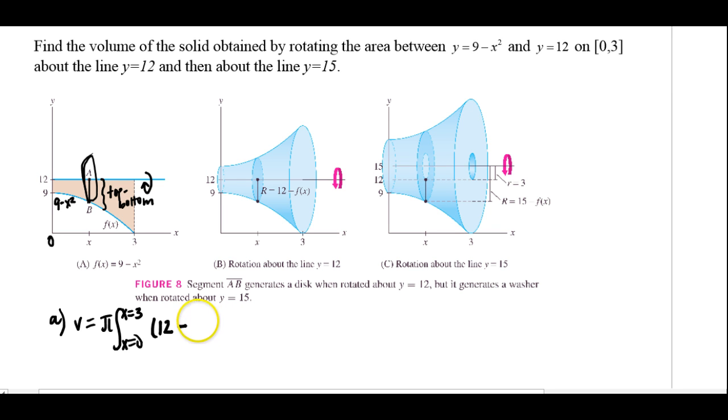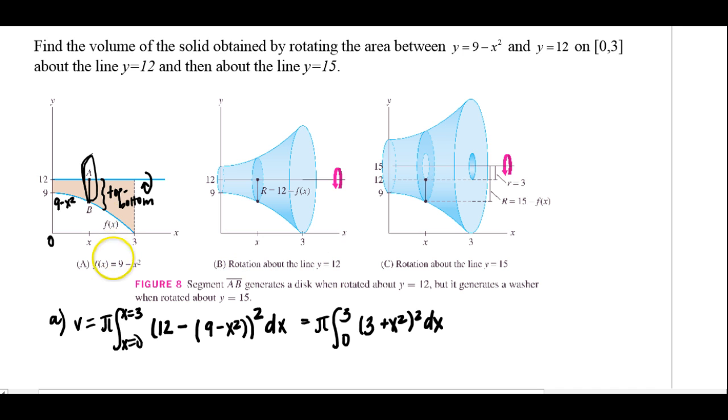So here's where we want to be really careful. It's 12 minus the quantity, 9 minus x squared, squared. So a lot of this, again, boils down to the setup, and the answer, the integrand, would not be correct if there were not parentheses here, because this negative would distribute. So I would need to distribute the negative to both, so I'd have 12 minus 9, so that would give me 3, and then plus x squared squared as my integrand for part A, or rotating around the line y equals 12.